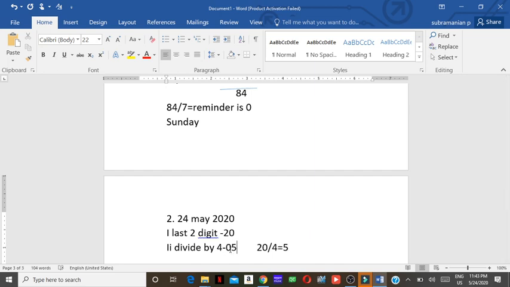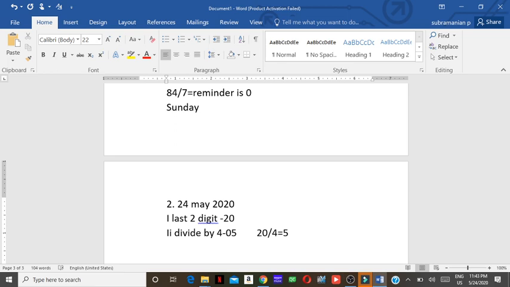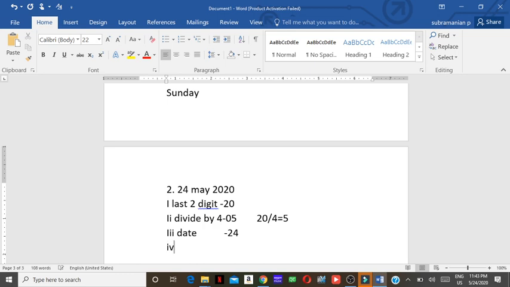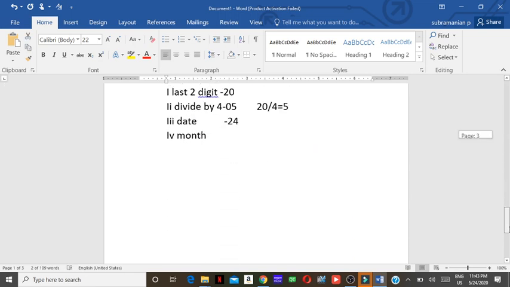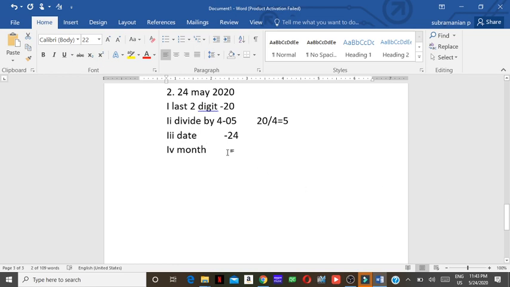0, 5. The third step is the date. The date is 24. Next step, go to the month. In this, May is given. For May, we already know May is represented as 1. So in this place we have to put 1. Okay, 0, 1. Finally, the fifth step is the final step, moving to the year.